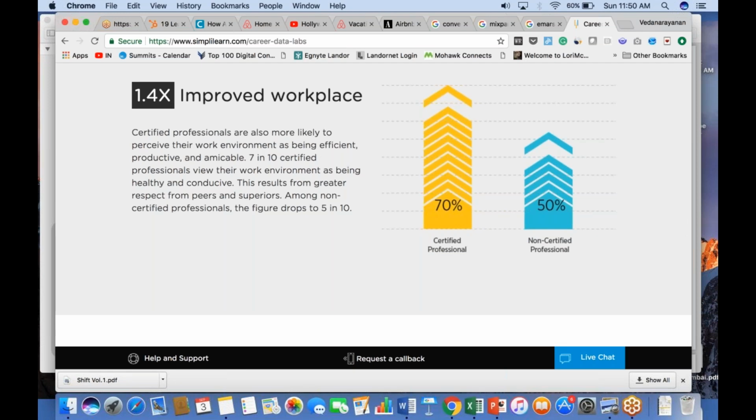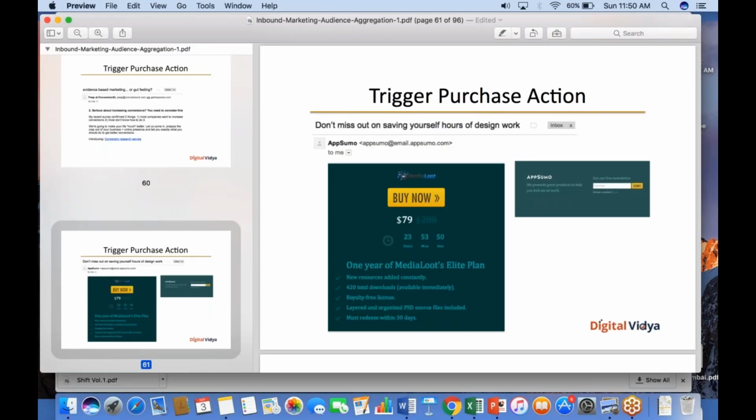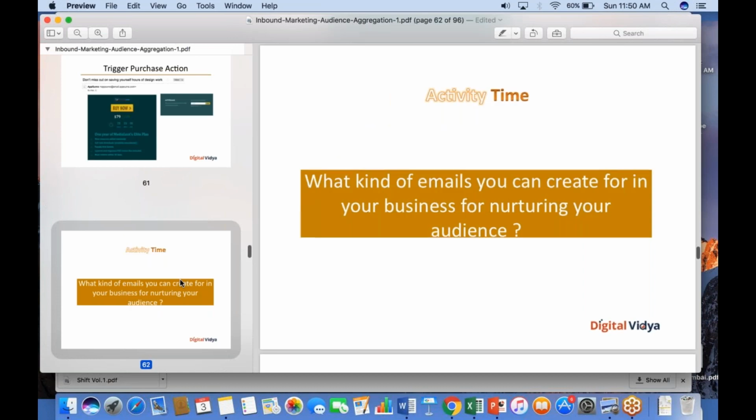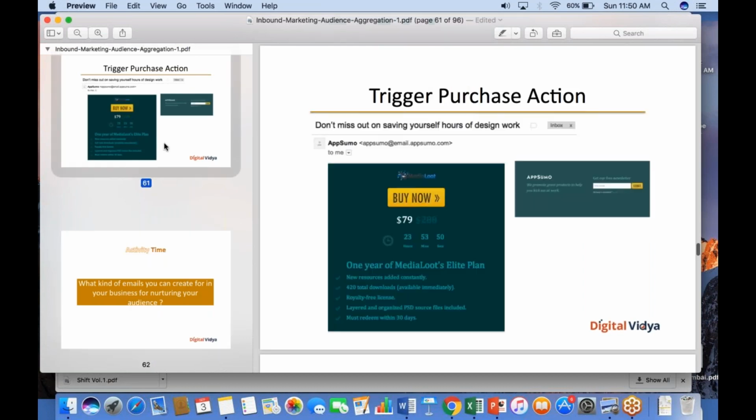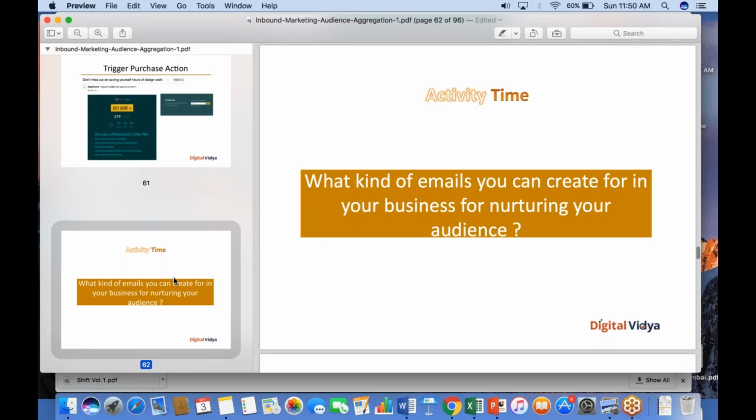And we used specific pieces of content nuggets from this entire property in engaging with our customers during the entire nurture process itself. So this is again an example of a trigger purchase action which AppSumo used. So moving on. So now this is an example.